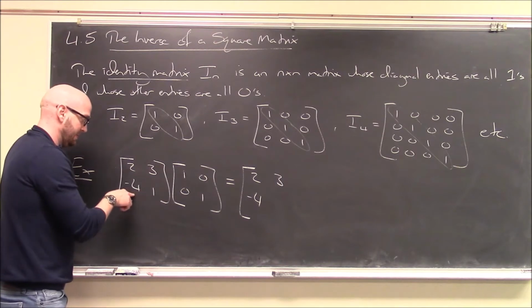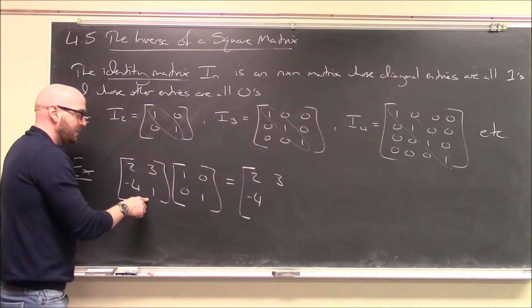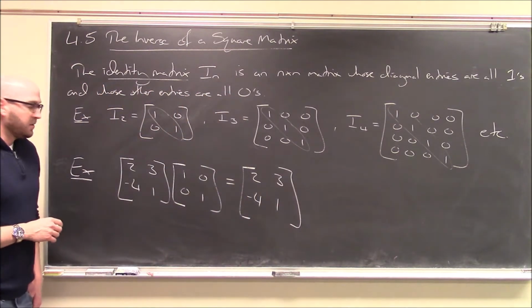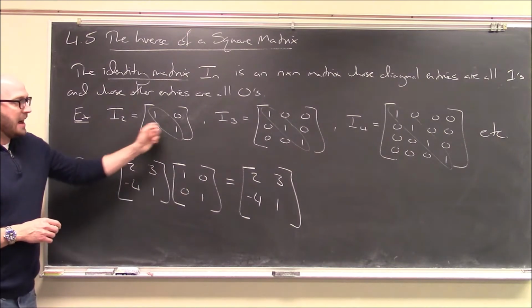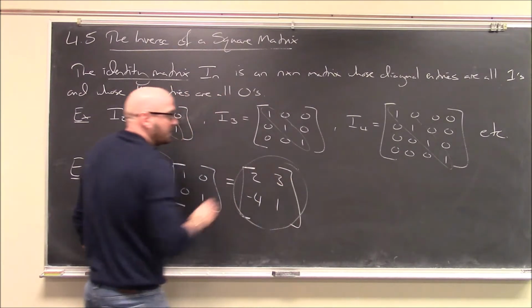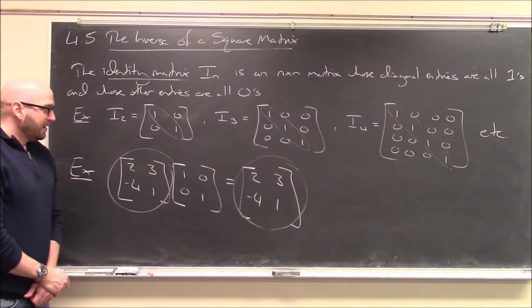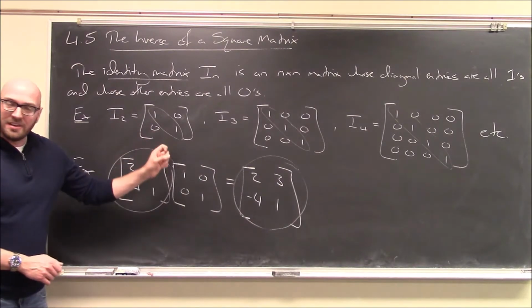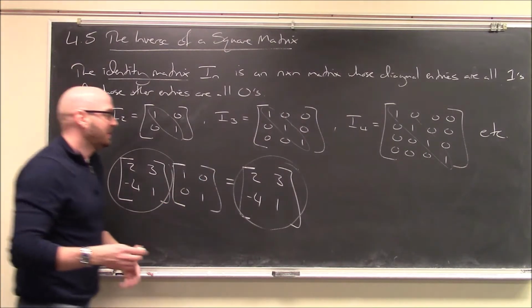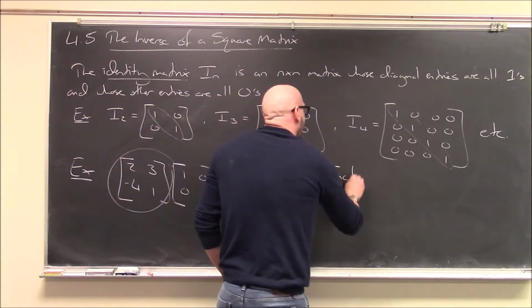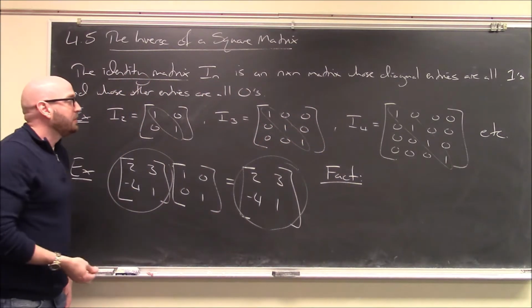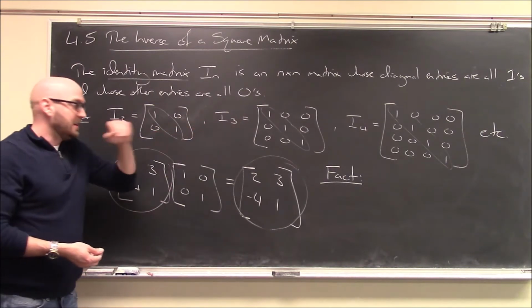And minus 4 times 0, plus 1 times 1 is 1. So what do you notice? I multiplied this matrix by I2, and the result is the exact same matrix that I started with. So in other words, multiplying by this identity matrix didn't actually do anything. It's sort of like when you multiply a real number by 1, it doesn't change the number at all. And this is why it is called the identity matrix, because it's the multiplicative identity. It plays the role of 1. When you multiply the corresponding size matrix by it, it doesn't change the matrix at all.